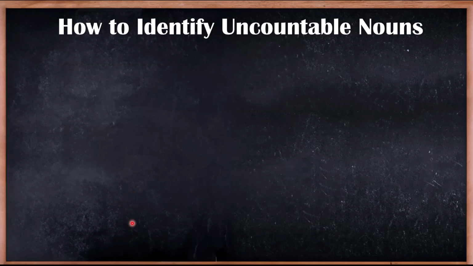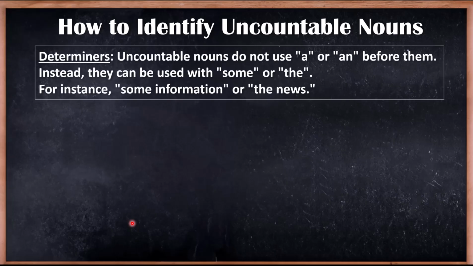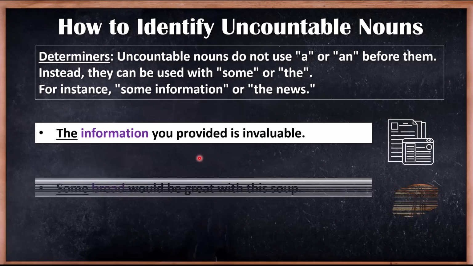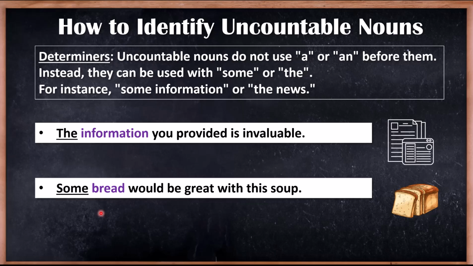So how can you identify uncountable nouns? Well, we can use some determiners. Uncountable nouns do not use a or an before them. Instead, they can be used with some or the. Some information, the news. For example, the information you provided is invaluable. Some bread would be great with this soup.